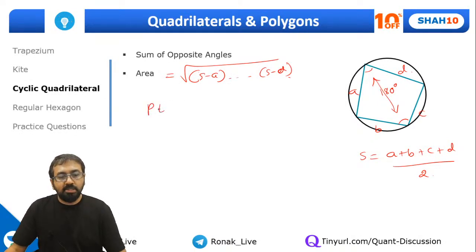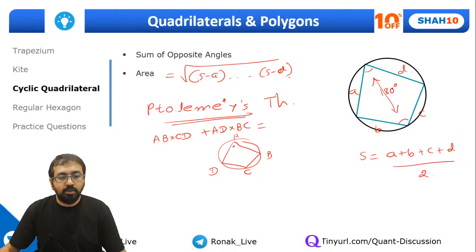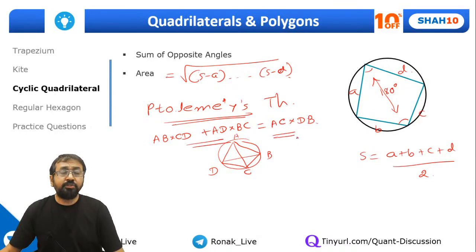There is also something called Ptolemy's theorem. Ptolemy's theorem establishes a relationship between the sides and the diagonals. So if I take a cyclic quadrilateral ABCD, let me tell you what Ptolemy's theorem is. According to this theorem, the sum of the products of opposite sides, that is AB into CD plus AD into BC, will be equal to the product of the two diagonals, that is AC into DB. And again, this has been proved, so here we are not going to prove it because the proof is pretty complicated and long. But yes, you can remember this theorem because sometimes questions have been asked on this, right?